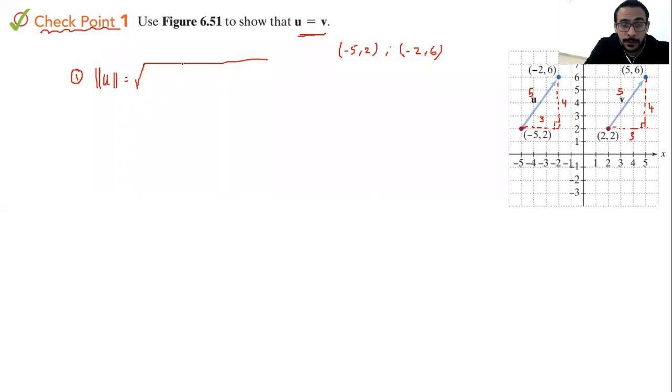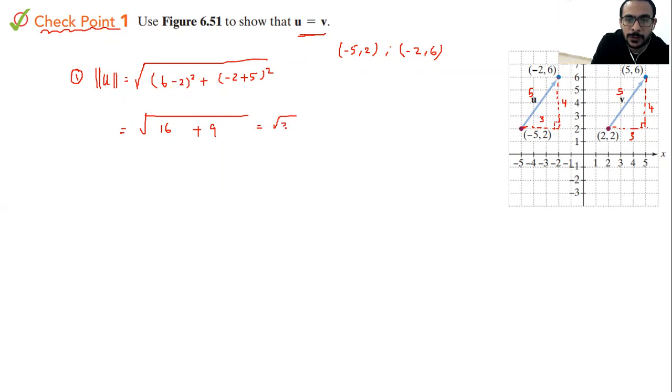So when you substitute by these 2 points, we're gonna get 6 minus 2 all squared plus negative 2 plus 5 all squared. The formula here is x2 minus x1 all squared plus y2 minus y1 all squared. So now calculate by using your calculator. 6 minus 2 is 4, squared is 16. Negative 2 plus 5 is 3, 3 squared is 9, and now it's root of 25, which is 5. Good. And the magnitude of V will also be 5, just like we got here.